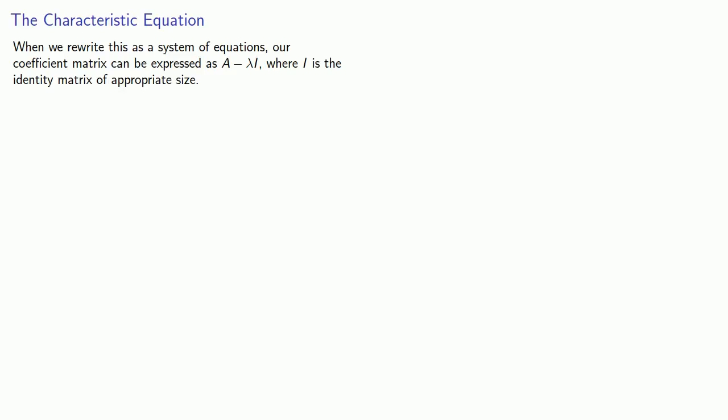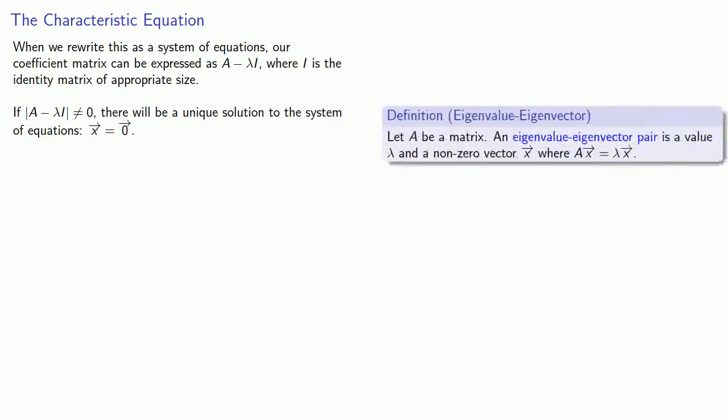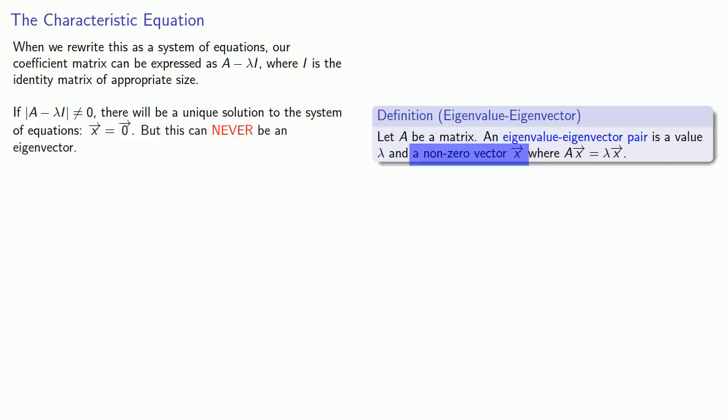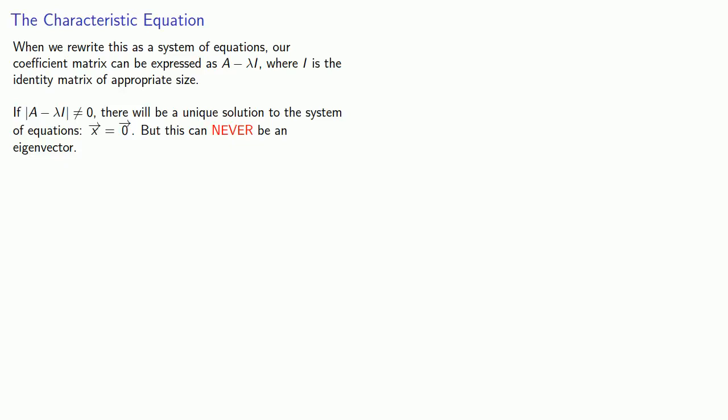And here's where the determinant is useful. If the determinant of this coefficient matrix is non-zero, there will be a unique solution to the system of equations. In this particular case, that unique solution is vector x equal to the 0 vector. But we've specifically excluded the 0 vector as a possibility for an eigenvector. So, if the determinant is non-zero, the only solution we get is the 0 vector, which is not an eigenvector. And that means for any possibility of a solution, we have to have the determinant equal to 0. And this gives us something called the characteristic equation.